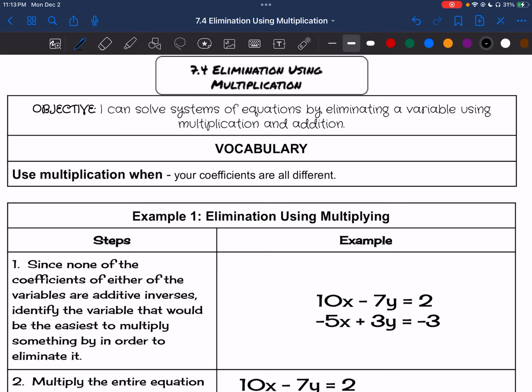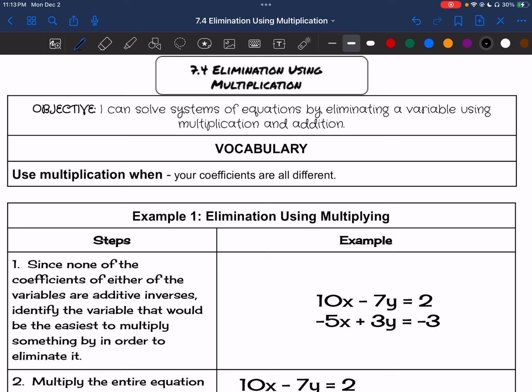It is going to be when your coefficients are all different. So in the previous lesson, we taught you that you can use elimination either by adding or subtracting two equations together to eliminate or cancel out one of the variables, and then you can use that to solve for the remaining variable, substitute back in, and get your solution, your ordered pair.